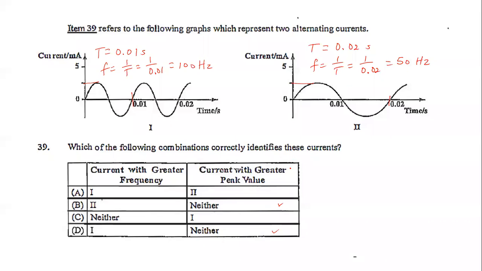So the one with the greater frequency, it is 1, right? That's 100 hertz. So the answer there is D.